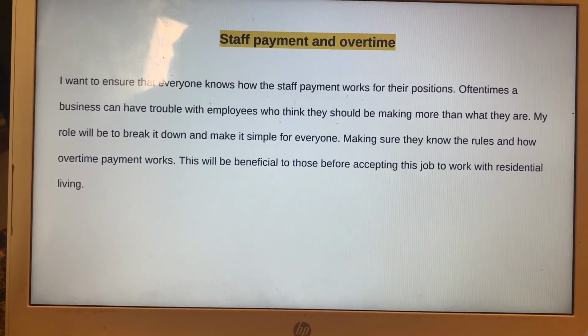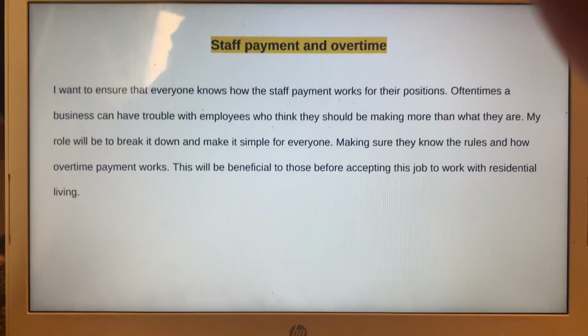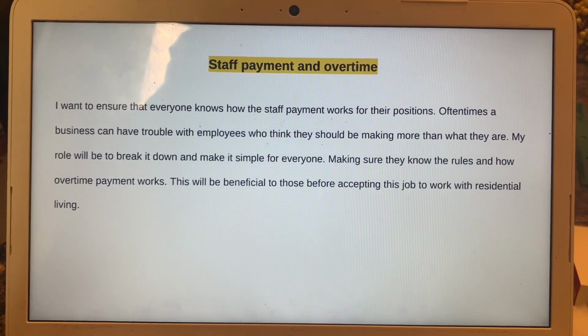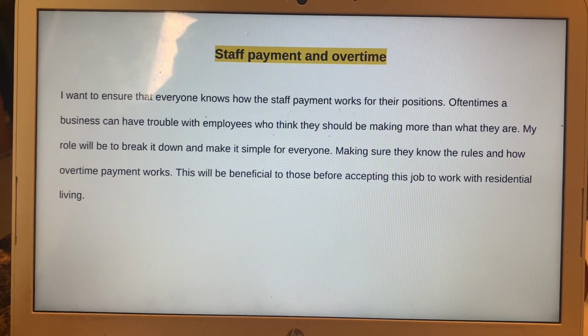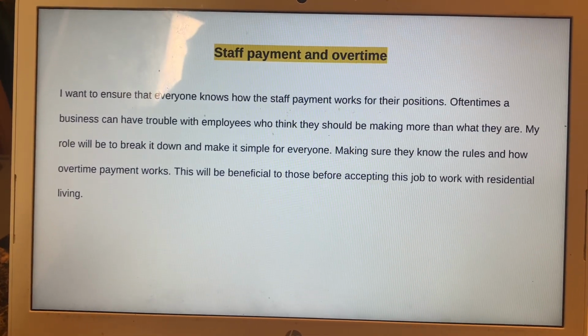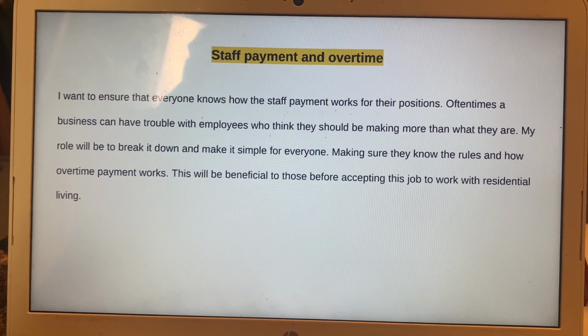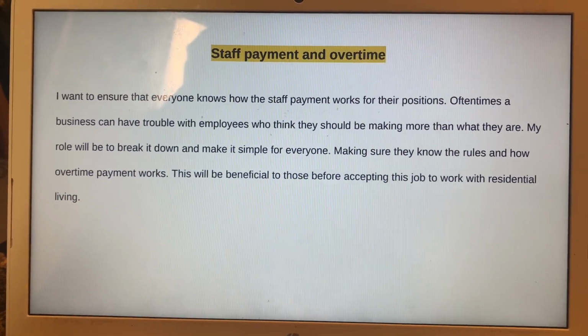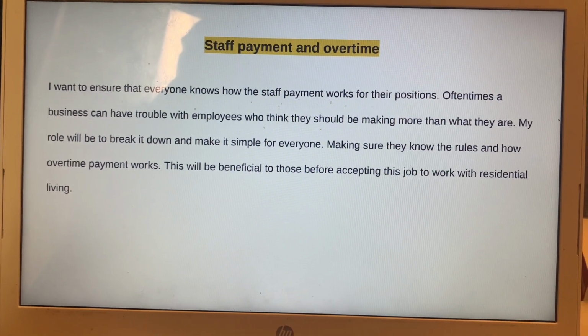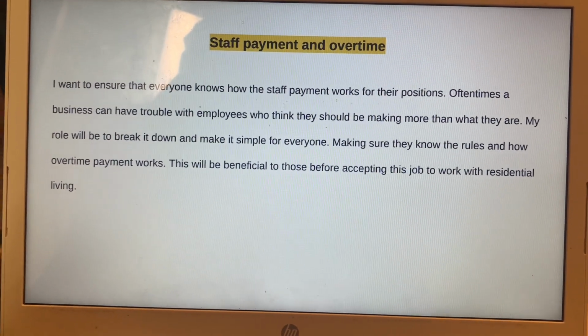Staff payment and overtime. So I want to ensure that everyone knows how the staff payment works for the positions. Oftentimes a business can have trouble with employees who think they should be making more than what they are. My role will be to break it down, make it simple for everyone, making sure they know the rules and how overtime payment works. This will be beneficial for those accepting the job to work in residential living.